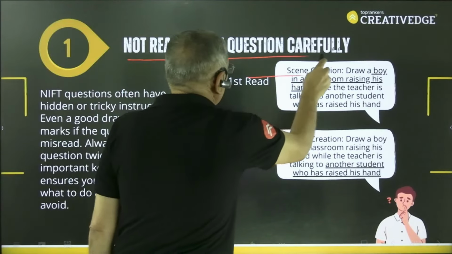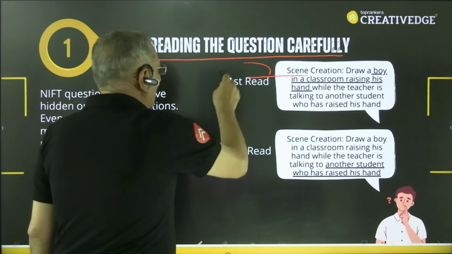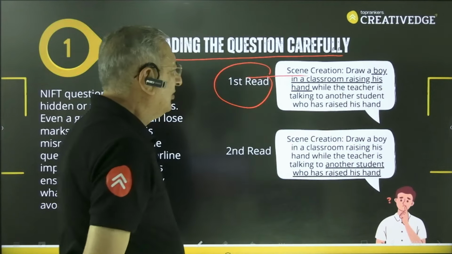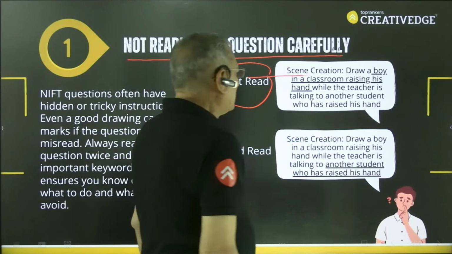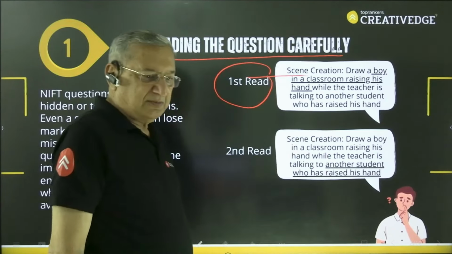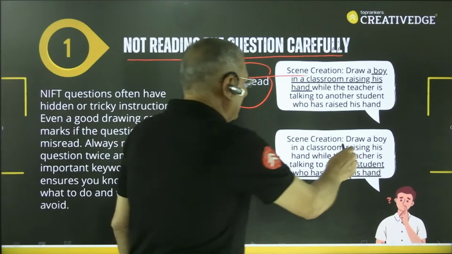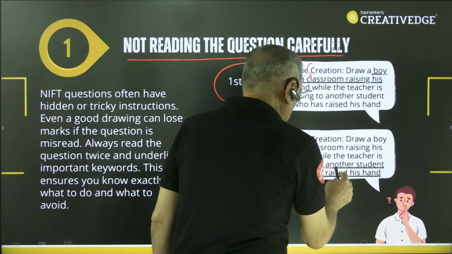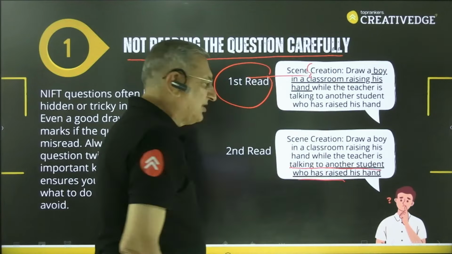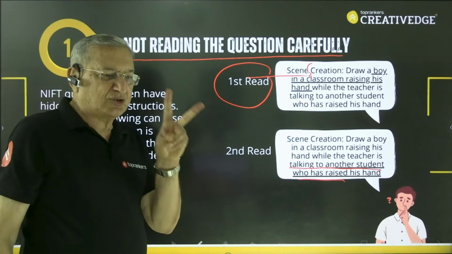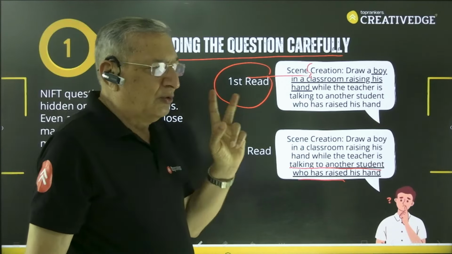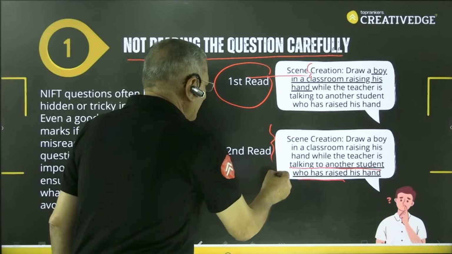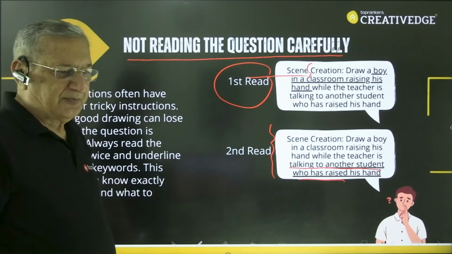Not reading the question carefully. First you read scene creation, draw a boy in a classroom raising his hand while the teacher is talking to another student who has raised his hand. What was required? Not only that you read this, you also read that she is talking to another student who has raised his hand. So you have to make two students, and the one to whom she is talking is the other student. Now these kind of question parts are generally left out.